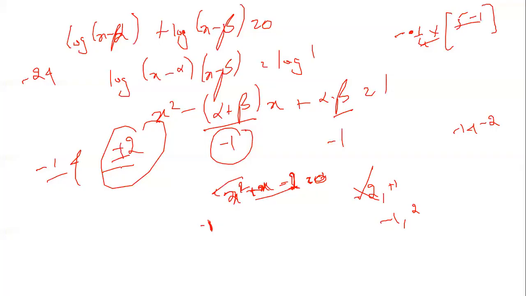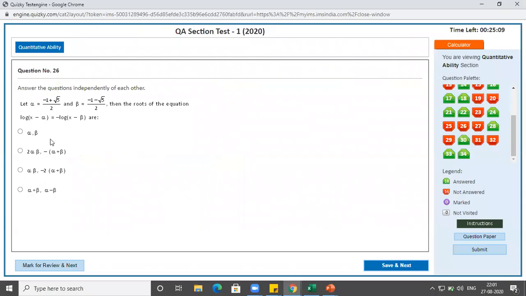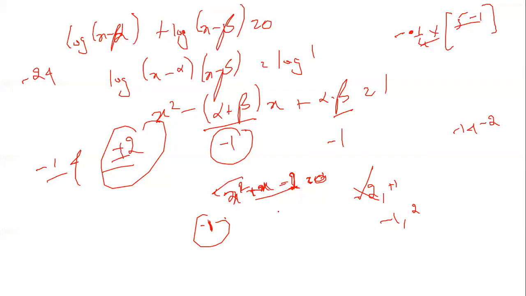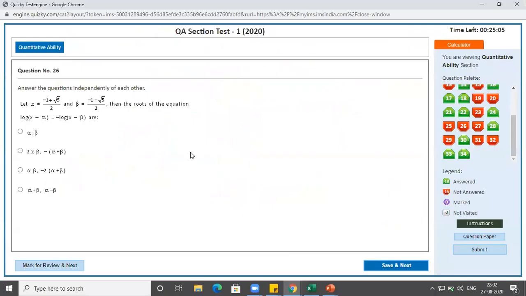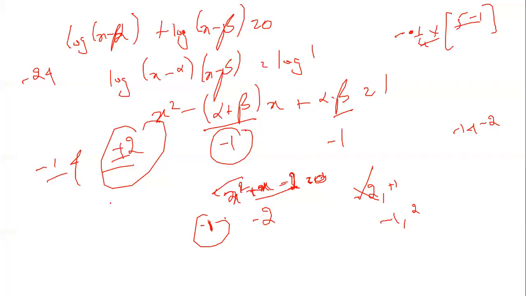Sum of the roots is minus 1. That is, alpha plus beta is minus 1. Product is minus 2. So it's not there. So sum of the roots, no. Sum of the roots minus 2. Sum of the roots is minus 1. So 2 minus 2.